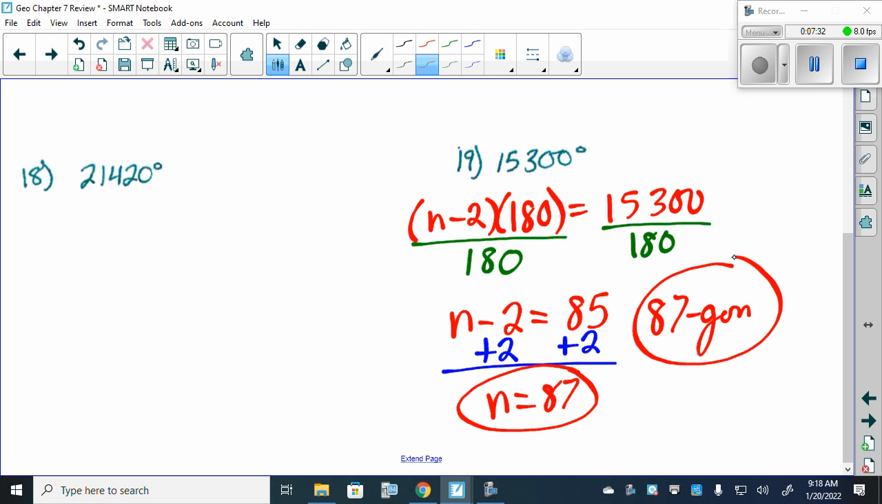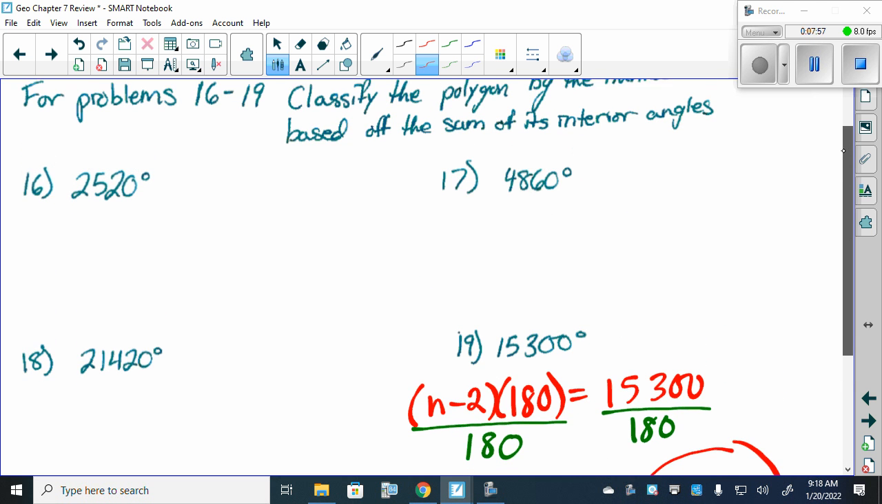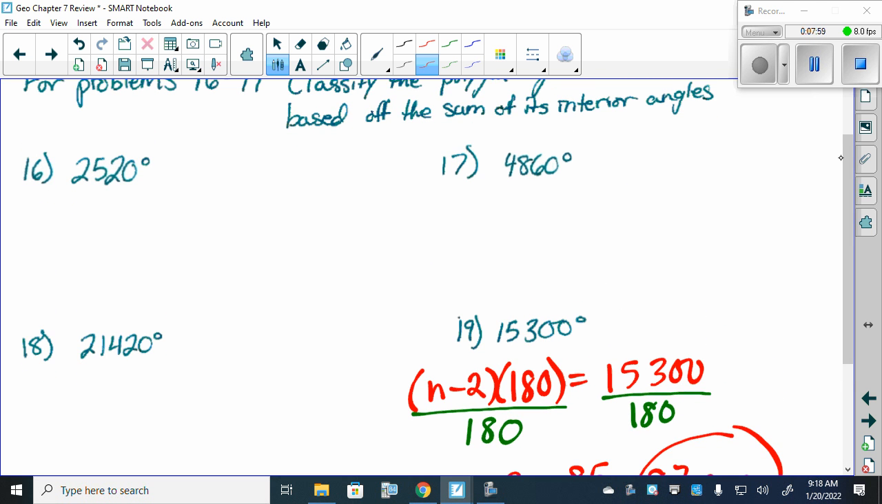Any other questions on these 4 here? Because all 4 of these are going to be the exact same. We set n minus 2 times 180 equal to whatever the amount is, divide by 180, and then add 2. And again, it's important to remember to add the 2 because it will be two sides short if we don't do that. So any other one of these that y'all want to look at? Or do we feel comfortable with these? Okay.